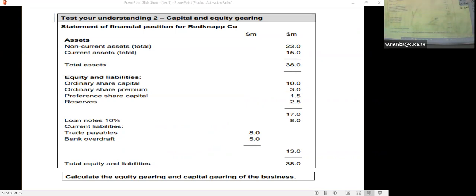Okay, now students, capital and equity gearing. The requirement of the question is to calculate the equity gearing and capital gearing of the business. What is the formula for equity gearing, students? Debt over equity. What is it for the capital gearing? Debt over debt plus equity. Can you please calculate quickly? This is just a calculation.